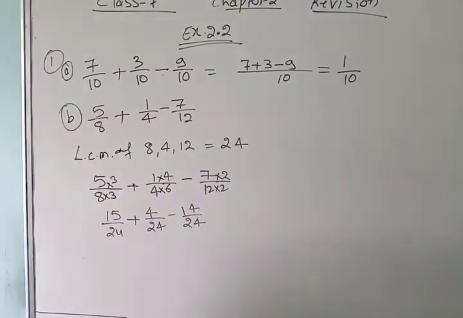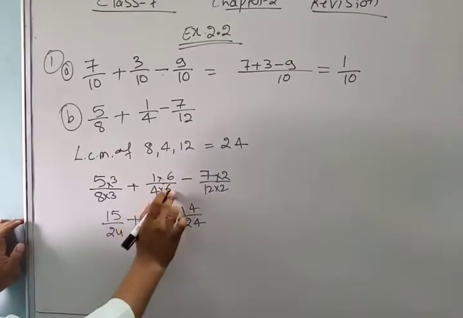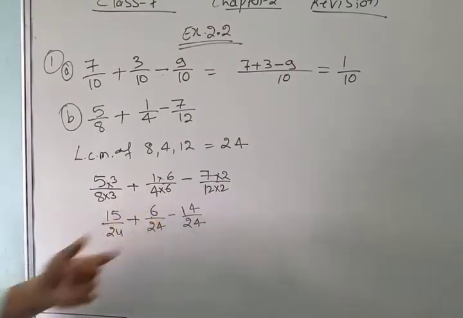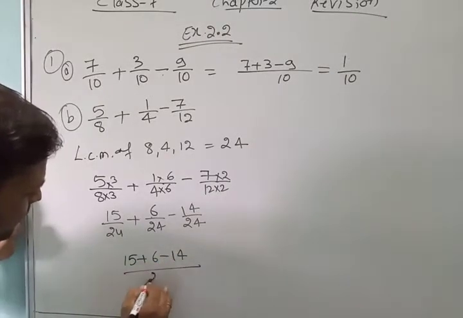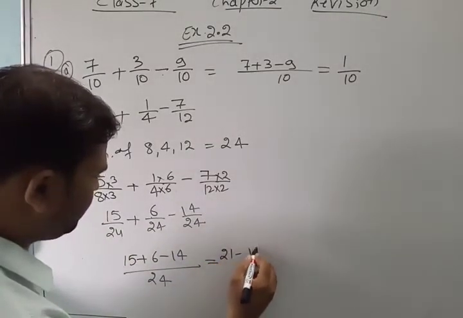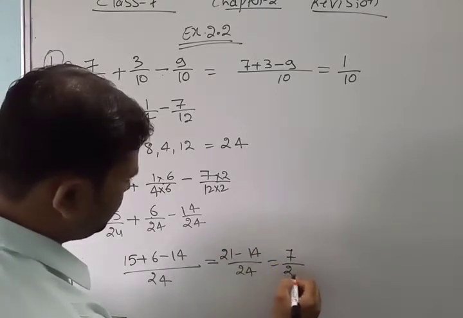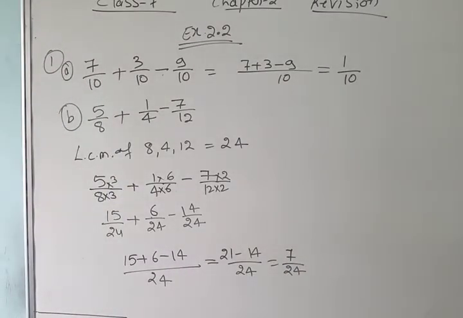Now see, all the denominator parts are same. Multiply by 6 here. Okay, 6 यहाँ किया है, so यहाँ पर भी 6 करना होगा. If the denominator parts are same, then add or subtract numerator only. So 15 plus 6 minus 14 upon 24. So 15 plus 6 is 21, minus 14 upon 24. 21 minus 14 is 7. So it is 7 upon 24. So it is the answer, 7 upon 24.